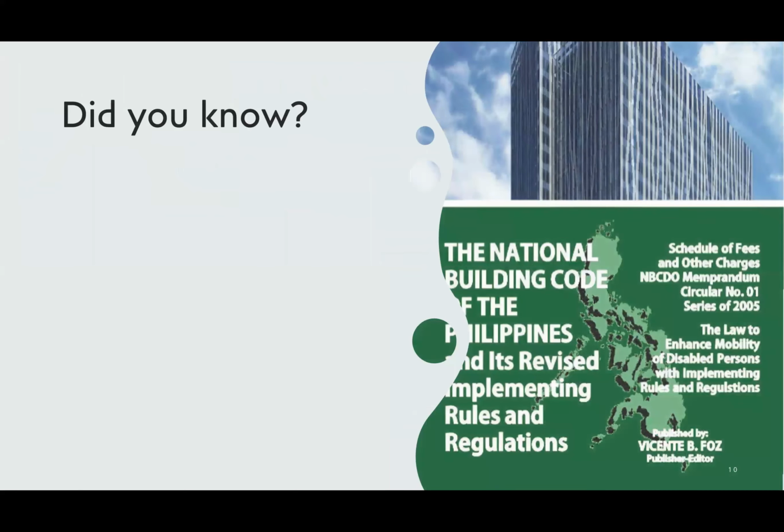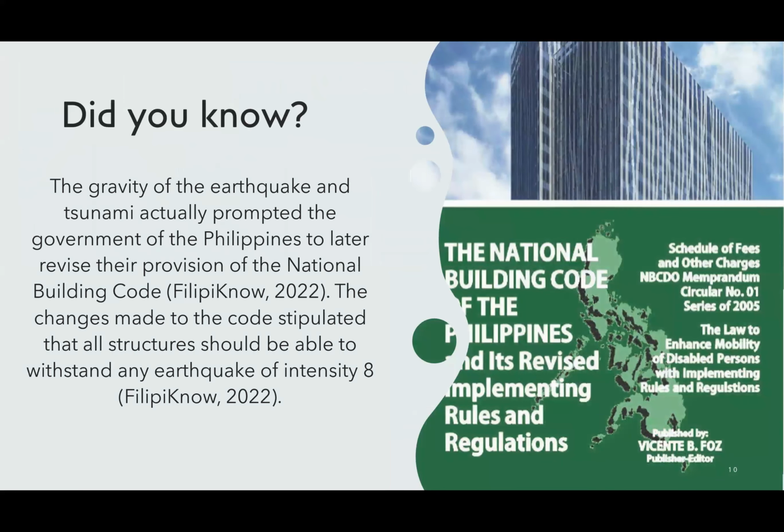Did you know? The gravity of the earthquake and tsunami actually propelled the government of the Philippines to later revise their provision of the National Building Code. The changes made to the code stipulated that all structures should be able to withstand any earthquake of intensity 8. Filipino 2022.